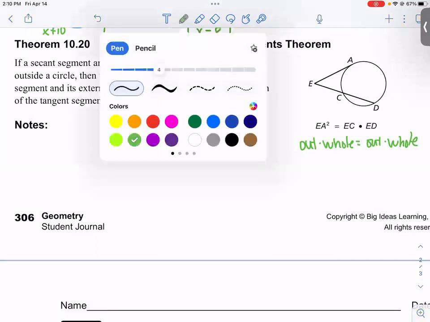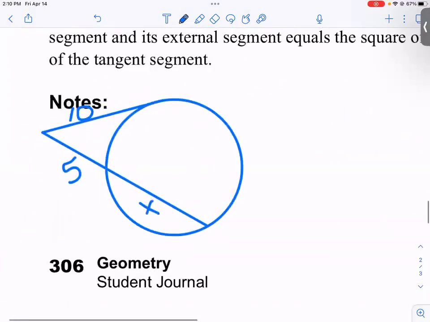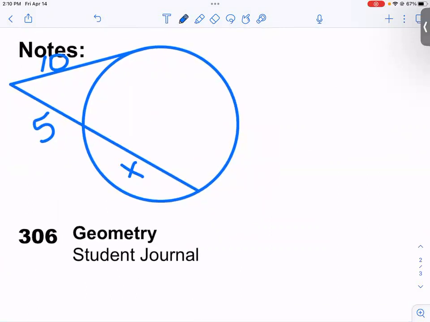Let me show you what I mean. You're just gonna square EA. Let me show you. Please draw this picture. Technically, yes, but I'm not gonna have you remember the square. I'm gonna have you remember outside times whole equals outside times whole.